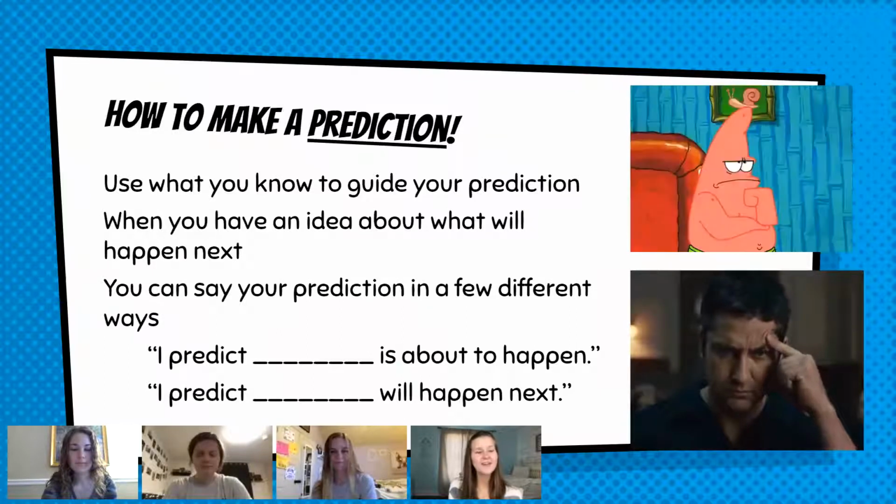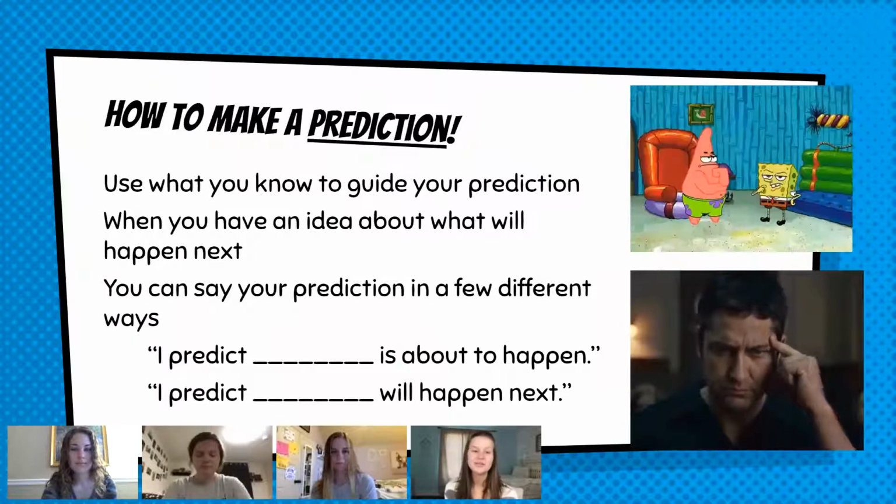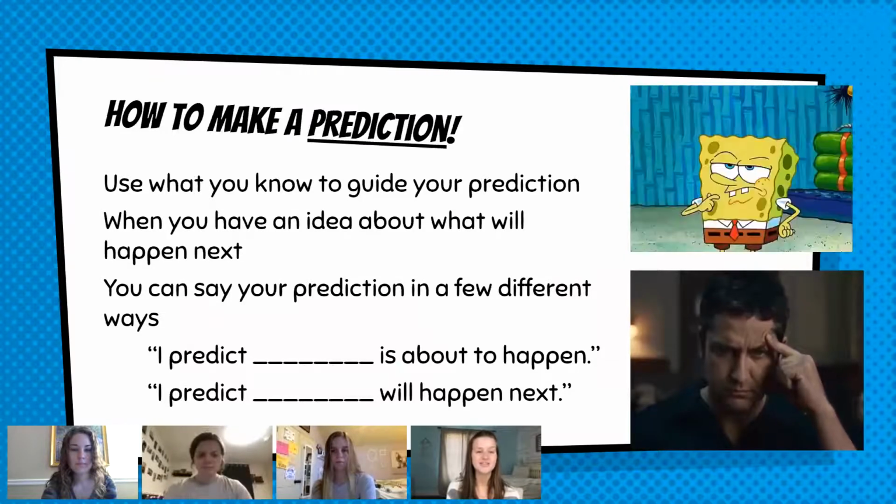So, how do you make a prediction? You use what you know to guide your thinking process, and then when you have an idea about what will happen next, you can say your prediction in a few different ways. You can say, I predict blank is about to happen next, or I predict blank will happen next.